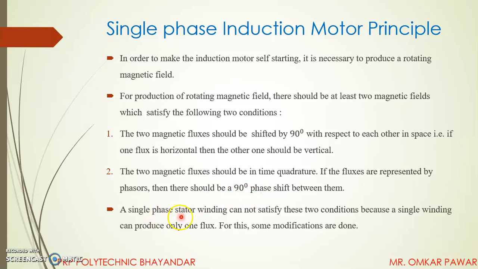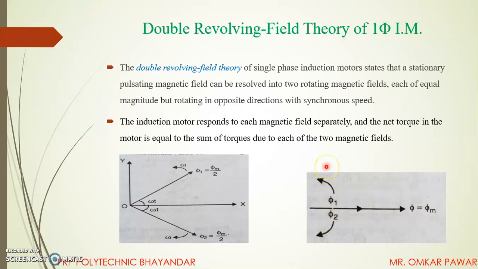A single phase stator winding cannot satisfy these two conditions because there is only one winding, which can produce only one flux. For this, some modifications are done. We split that single winding into two windings and create a rotating magnetic field. There is a theory behind this. The first theory is the double revolving field theory of the single phase induction motor.